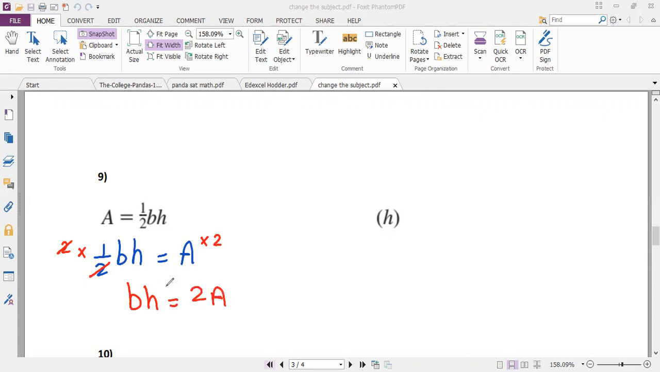Okay, then because I want to write H alone, divide by B, divide by B. Cancel them out, B and B. So H equals 2A over B. H equals 2A over B. That's it.